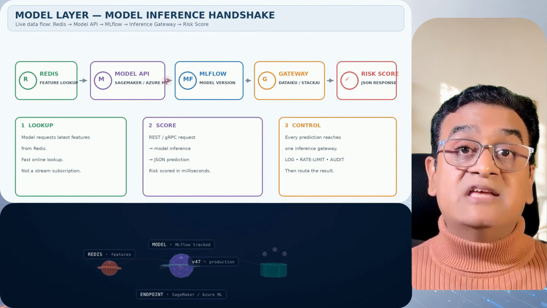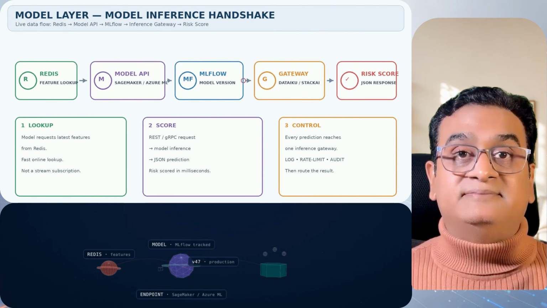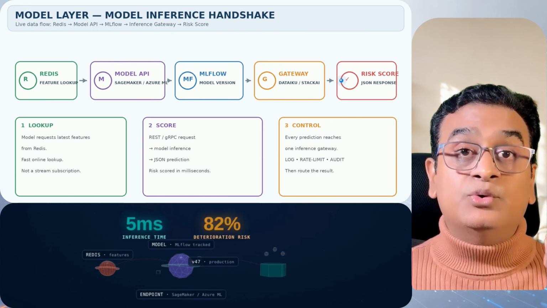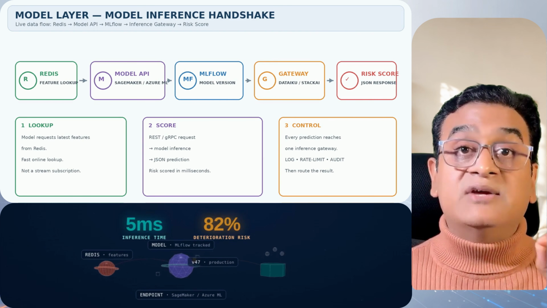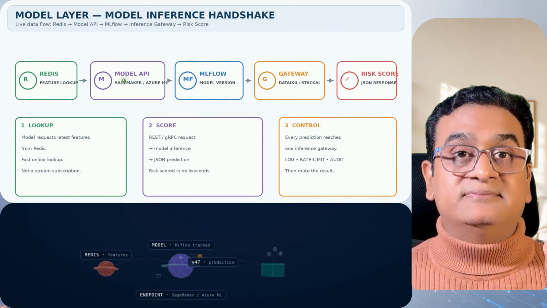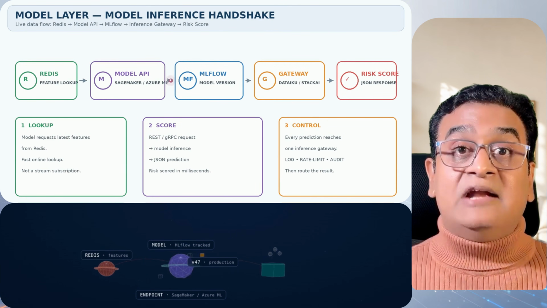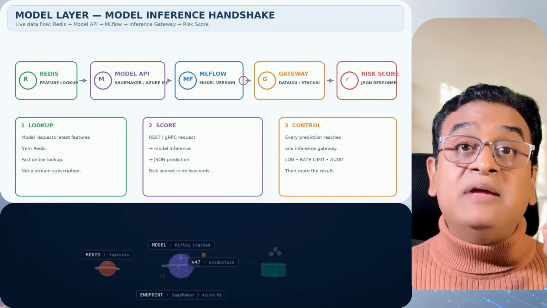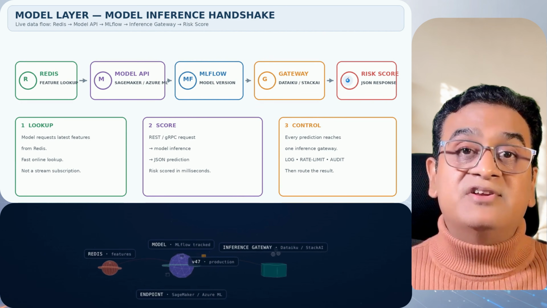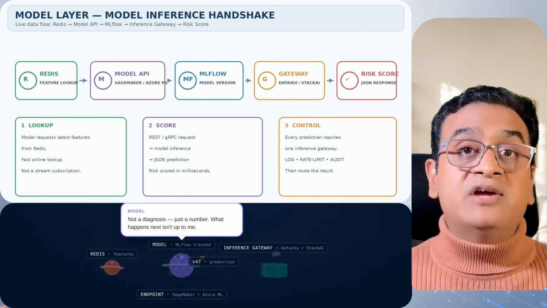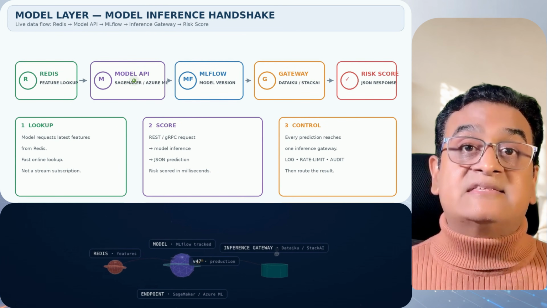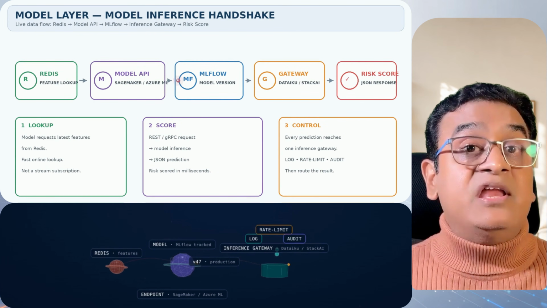That lookup request is what wakes the model layer up. The model itself is tracked in MLflow and served through something like SageMaker or an Azure ML endpoint, sometimes coordinated through Kubeflow. And it scores that patient's deterioration risk in milliseconds. MLflow keeps a record of every version of that model that's ever gone into production. So if accuracy starts to slip 6 months from now, you can trace back exactly which version, exactly which training data caused it.